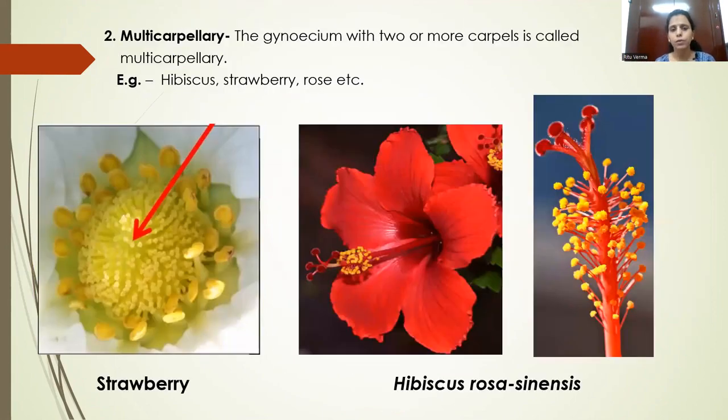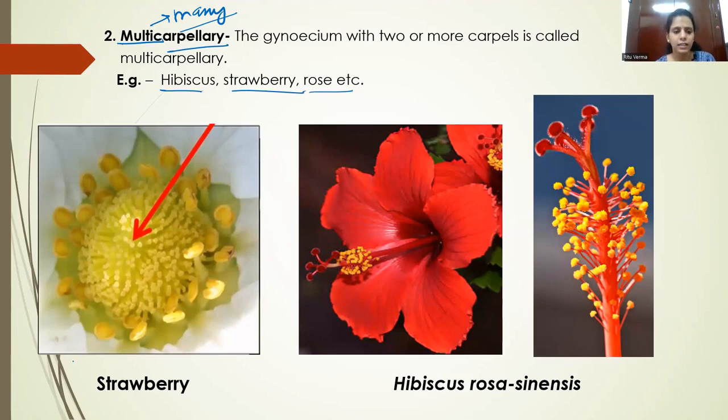The second type of gynoecium is multicarpellary. You can easily understand this. Multi means many, and carpellary means pistil or the female reproductive structure. So the gynoecium which is made up of 2 or more pistils or carpels is known as multicarpellary gynoecium. And examples are hibiscus, strawberry, rose, etc.